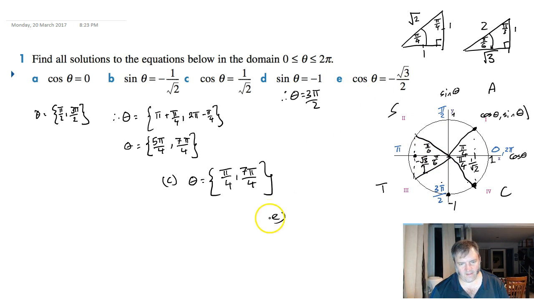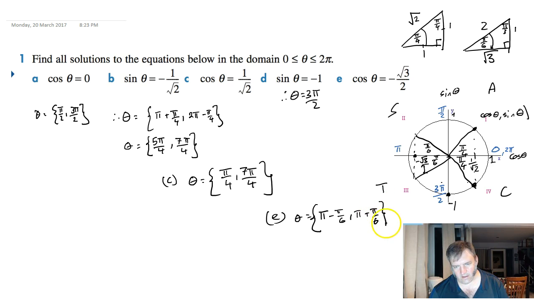So for E, what are the angles going to be? Remember, we go from the x-axis. So the first one we got to was pi minus pi on 6, because we had to go backwards by pi on 6 from pi. And the other one's pi plus pi on 6. And so when we neaten that up, pi is 6/6 minus 1/6. Leaves me with 5/6 of pi, and the other one pi plus another 1/6 gives me 7/6 of pi. And that is question 1.